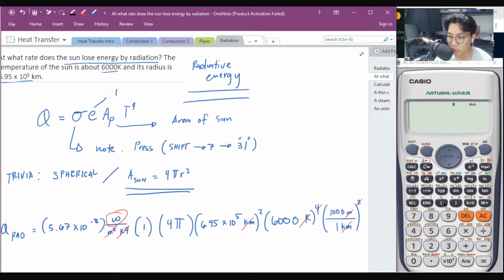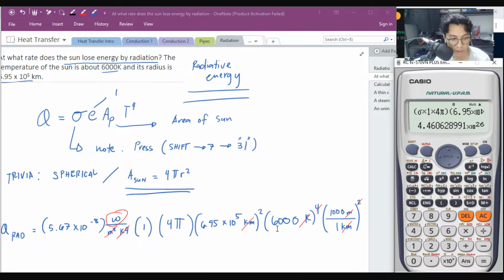Okay? So, we calculate. Okay. So, shift, constant natin, 31. Yan, kuto, times 1, times 4, shift pi. Yung r squared, 6.95 times 10 to the 5th. I-square natin yung value. Times 6,000 to the 4th. Times 1,000 squared. The value of the radiative energy is 4 point.